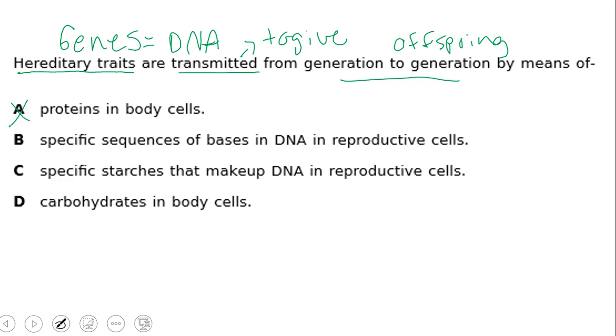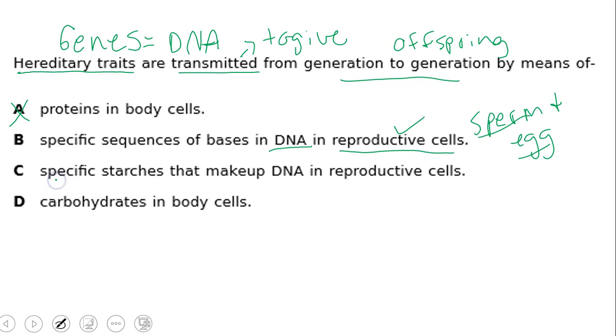B says specific sequences of bases in DNA in reproductive cells. So remember, reproductive cells are sperm and egg. And when the sperm fertilizes the egg, we get a baby, right? We get a zygote. And we know that we are merging the DNA in these types of cells. So this is a pretty good answer, but let's make sure we read all the answer choices.